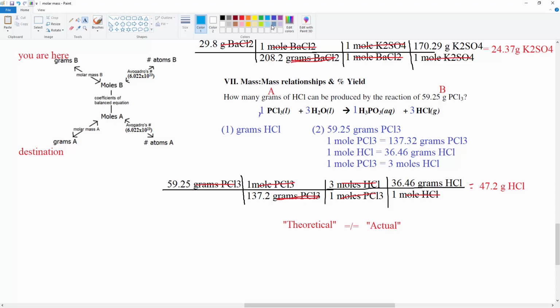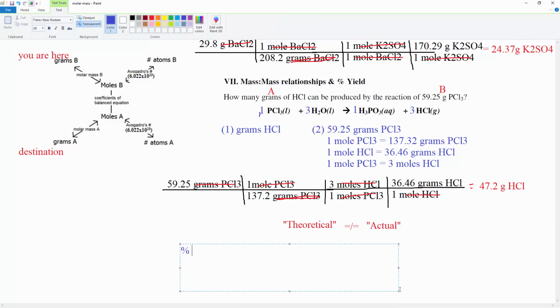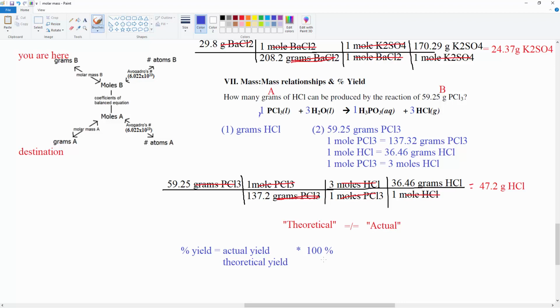Now, I know this feels like, oh no, not one more thing, but this is something you all know how to do. Percent yield is equal to the actual yield, this is what you actually got, that you measured, divided by the theoretical yield, this is what you could have gotten, right, by your calculation, and then you multiply that by 100%, that's what makes it the percentage, okay?